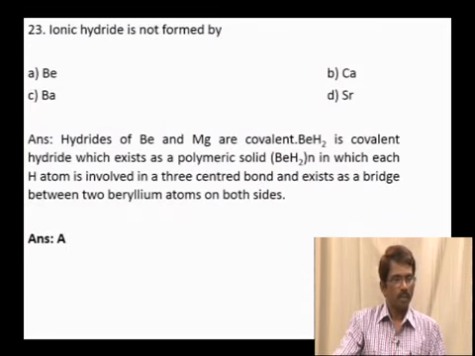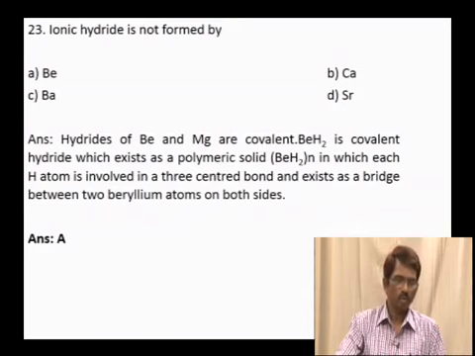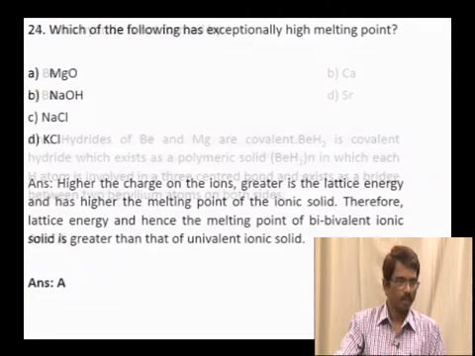In the 23rd question, ionic hydride is not formed by beryllium, calcium, barium and strontium. Hydrides of beryllium and magnesium are covalent. BeH2 is a covalent hydride which exists as a polymeric solid, in which each hydrogen atom is involved in a 3-centered bond and exists as a bridge between the two beryllium atoms on both sides. So option A, beryllium hydride, is not an ionic hydride, and therefore option A is the correct answer.